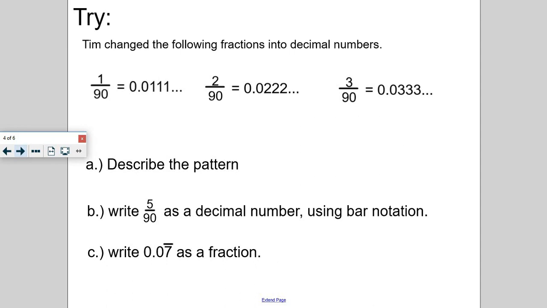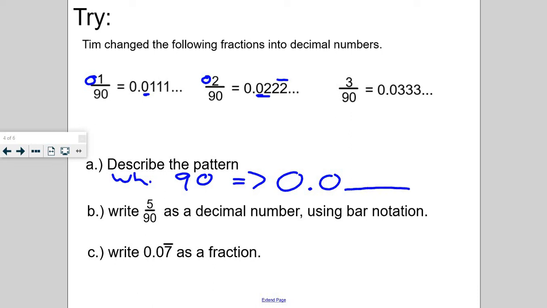Tim changed the following fractions into decimal numbers. We're very close. There's a 0 here, there's a 0 here. Then divided by 90. There's a 0 here, there's a 0 here. Divided by 90, 0.02, and then all the 2's are repeating. So it looks like when divided by 90, it equals 0.0 and whatever the number is on top.